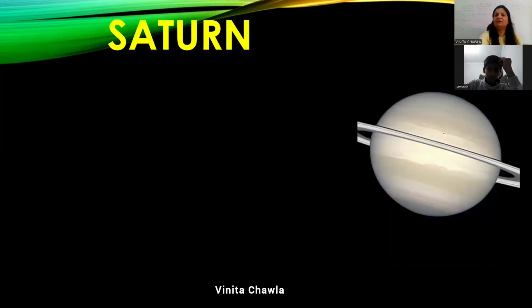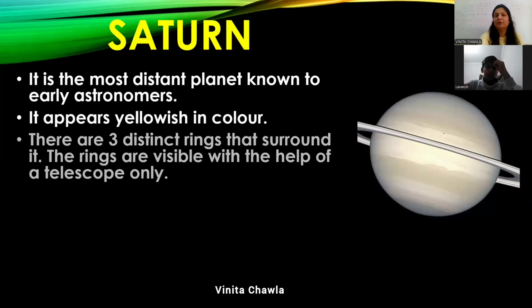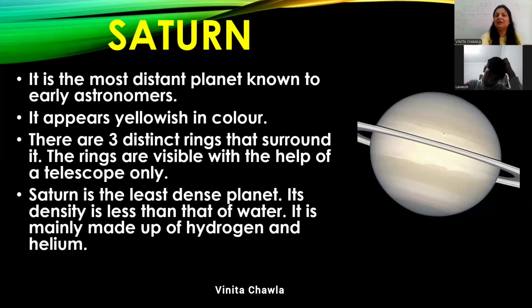So the next planet is Saturn. Saturn is the most distant planet known to early astronomers, and it appears yellowish in color. There are three distinct rings that surround it, and these rings are visible with the help of a telescope only. It is the least dense planet. Its density is less than that of water. It is mainly made up of hydrogen and helium. And this is the reason we say that Saturn can float on water.